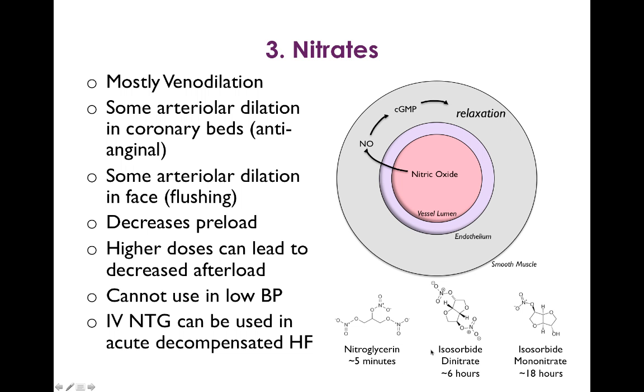And isosorbide dinitrate is used as a TID or 3-time-a-day medicine because of a half-life of about 6 hours. And isosorbide mononitrate, with a half-life of about 18 hours, has once-a-day administration. And it turns out that the nitrates are mostly venodilators, although they do have some arteriolar dilation abilities. And that's what explains, for example, when they are arteriolar dilators in the coronary beds, their anti-anginal activity.